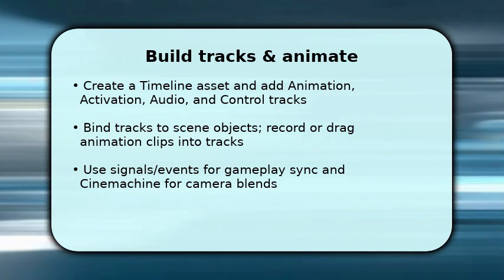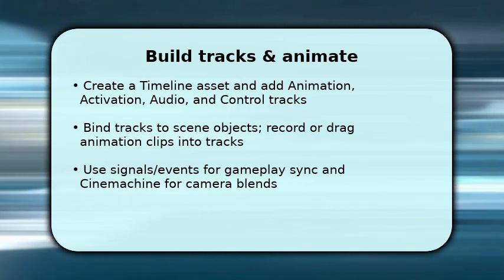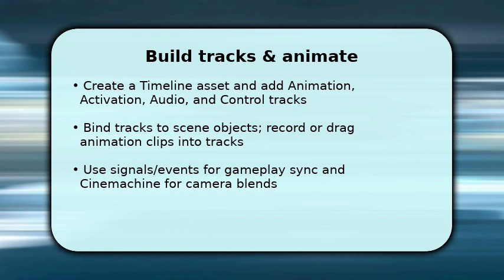Record or drop existing animation clips onto their tracks. Then use Cinemachine virtual cameras on a camera track to create smooth camera cuts and blends. Also add signal emitters to trigger gameplay events.